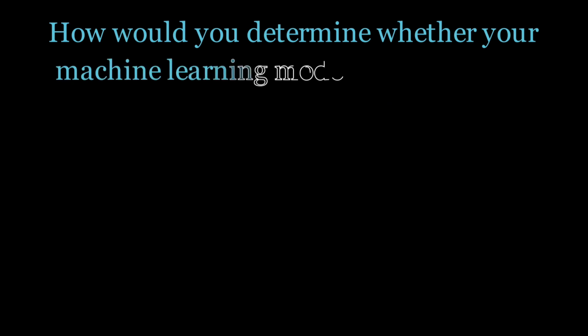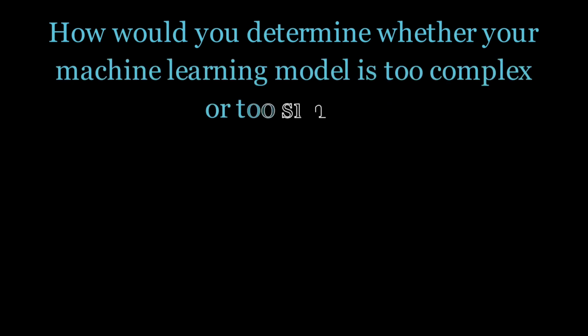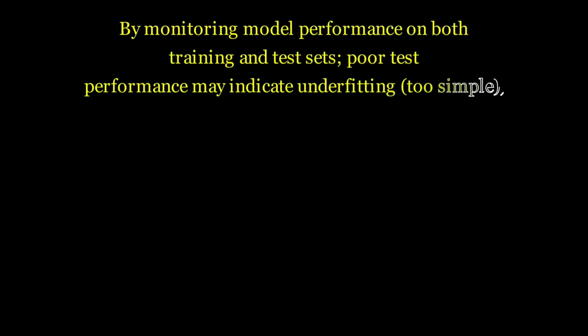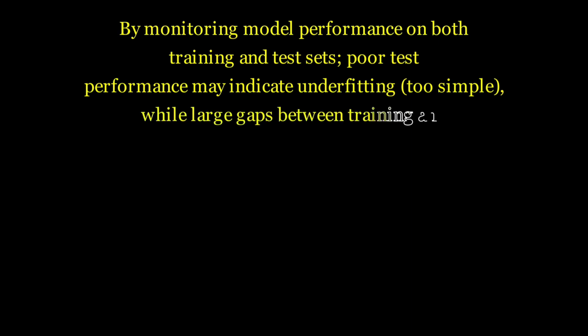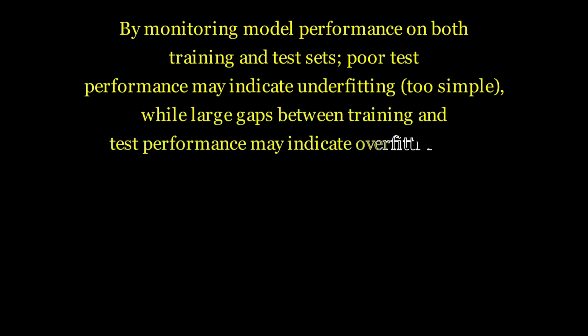How would you determine whether your machine learning model is too complex or too simple? By monitoring model performance on both training and test sets, poor test performance may indicate underfitting (too simple), while large gaps between training and test performance may indicate overfitting (too complex).